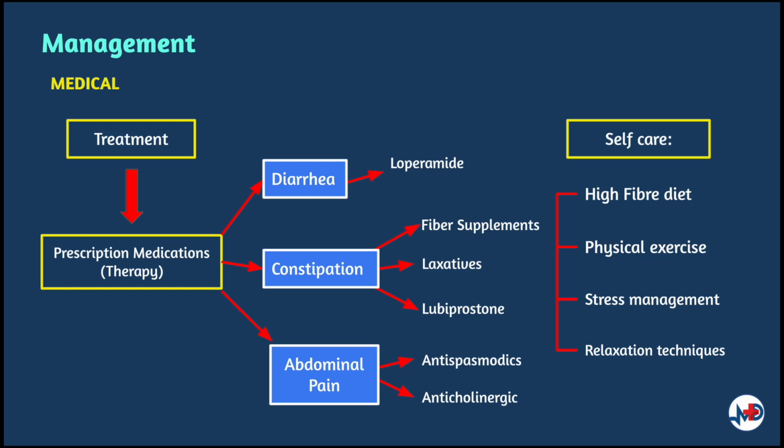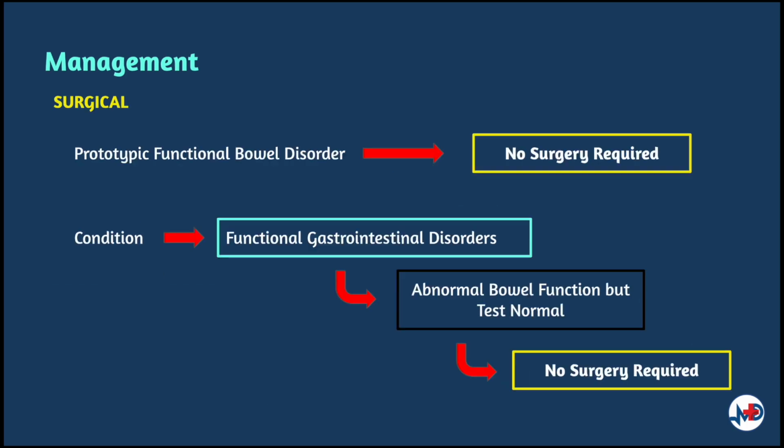But most importantly, there are other lifestyle changes that can be adopted. These include having a high fiber diet, increasing physical activity, managing stress well, as well as having a relaxation technique in your lifestyle. Can IBS be cured by surgery?